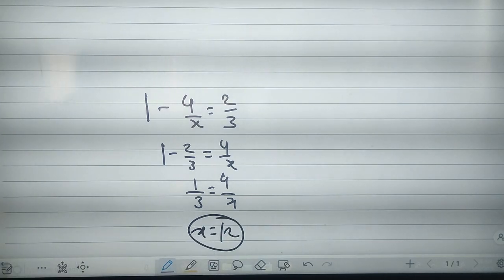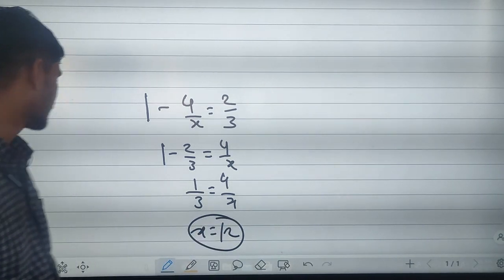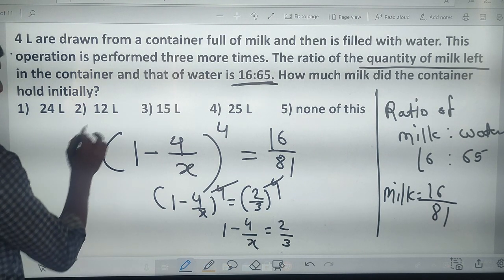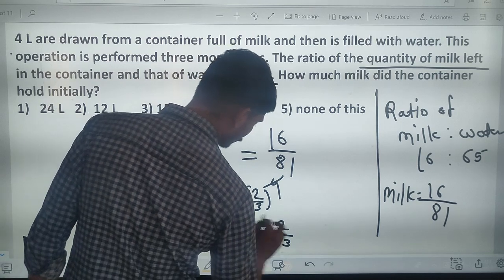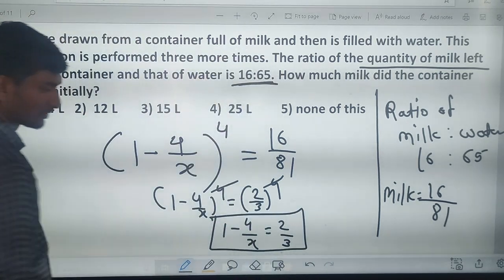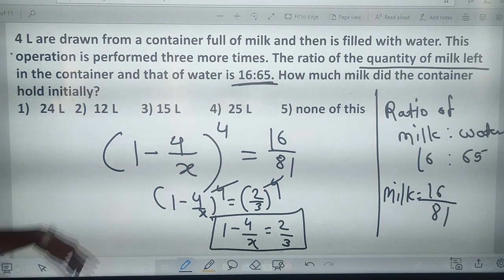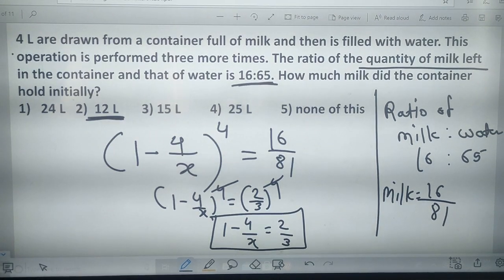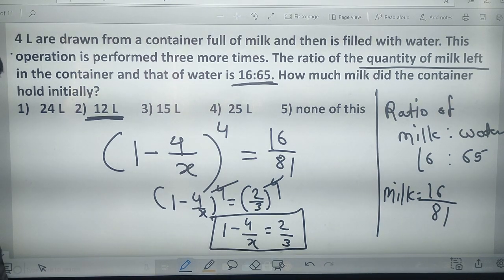Then the total quantity of milk is 12 liter. If we solve this, we get the total quantity of milk. Initially the total quantity of milk is 12 liter.